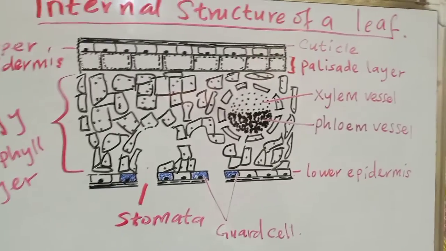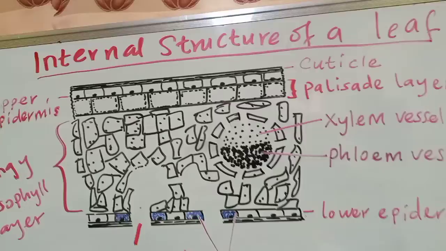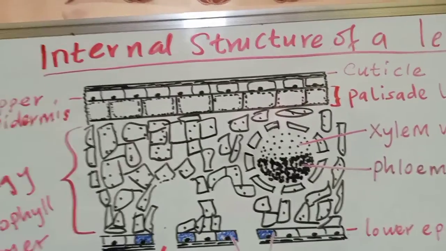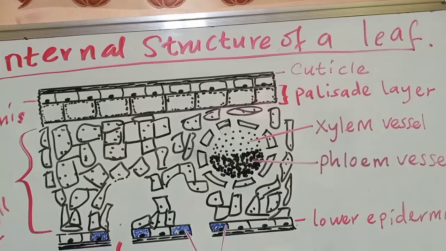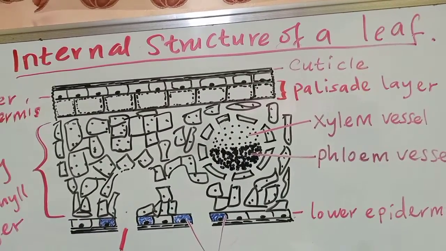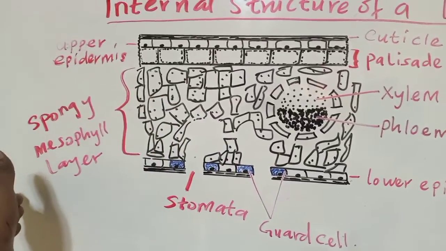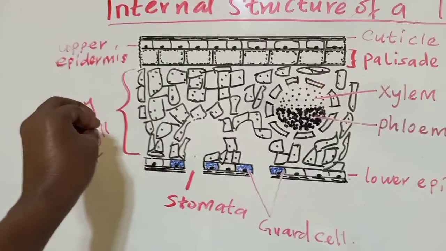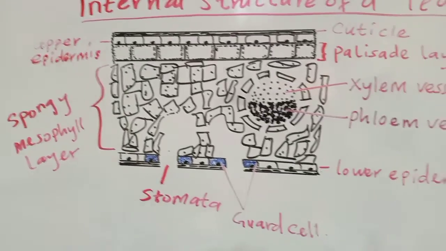Now, so that you cannot forget, the first layer is called cuticle. The second layer is called upper epidermis, and the third layer is what we call palisade layer. The fourth layer inside here is what we call spongy mesophyll layer. It looks like a sponge. It has some gas inside them.